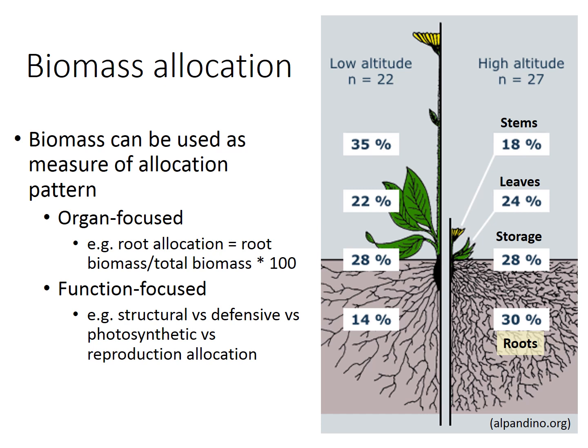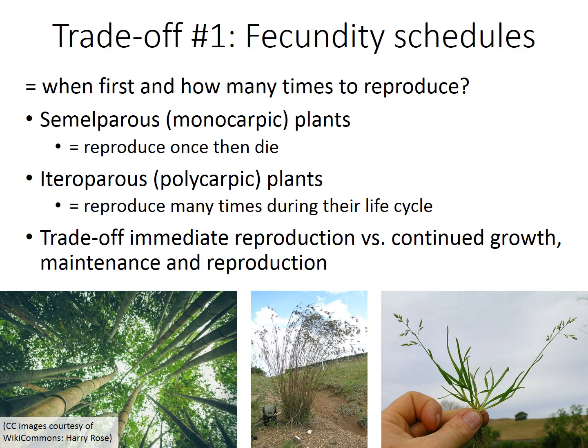We could equally split biomass allocation by function. So, for example, we could split how much biomass is used for defending the plant versus providing structural support versus photosynthesis versus reproduction. Now, the first example of a trade-off we're going to consider deals with fecundity schedules. In other words, when is the first time a plant reproduces, and then how many times does a plant reproduce?